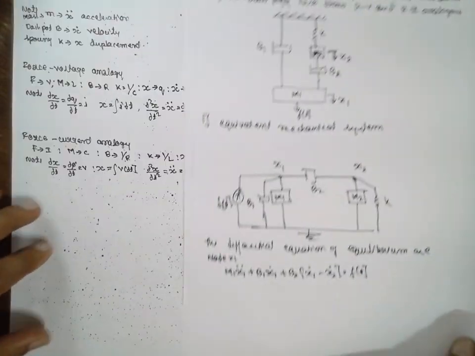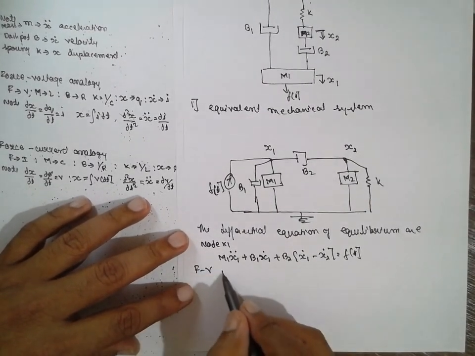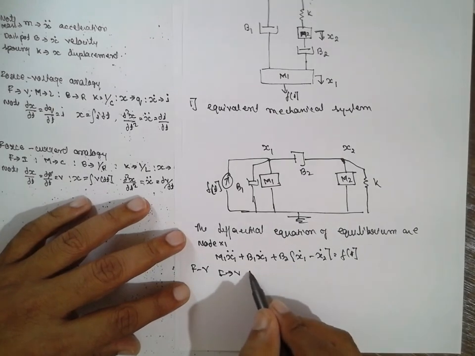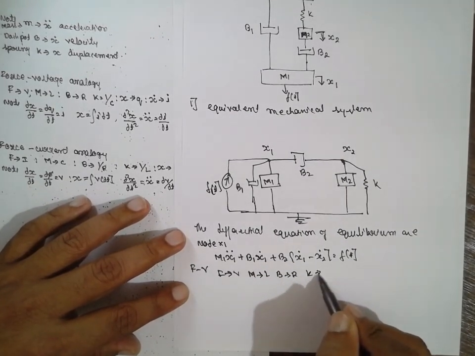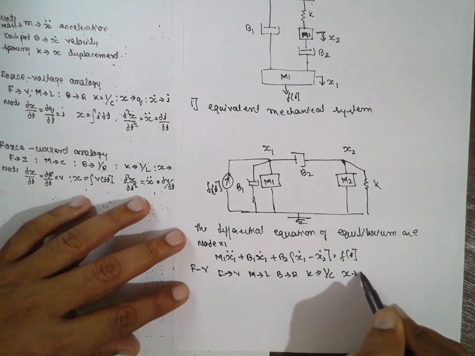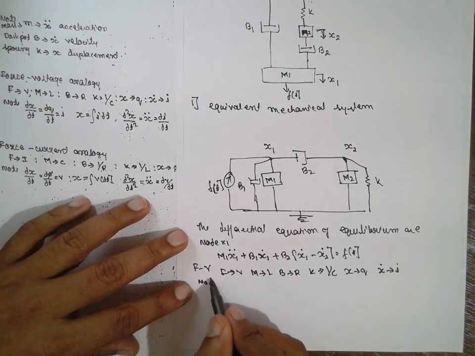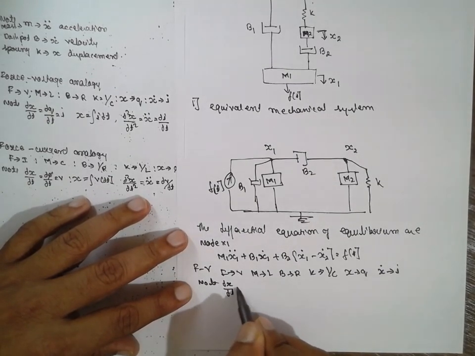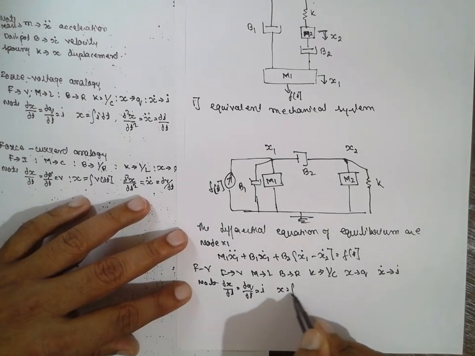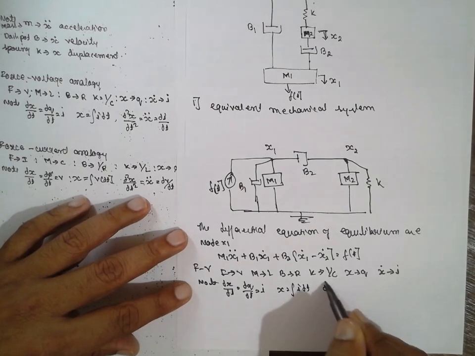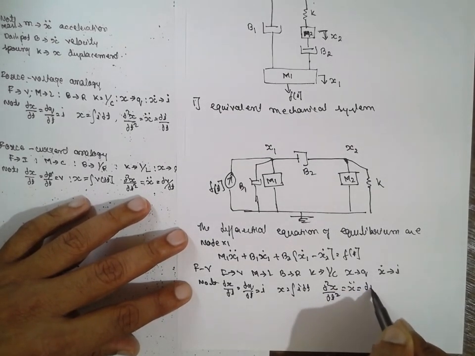Now I will consider the formula list. This is the formula list. I will use it for converting force to voltage. F has to convert into V, M to L, B to R, K to 1 by C, X to Q, x dot for I. Note, dx by dt is equal to dq by dt is equal to I. X is equal to the integration of I dt. d square x by dt square, x double dot, is equal to di by dt.